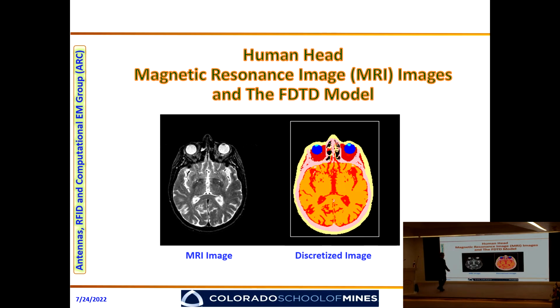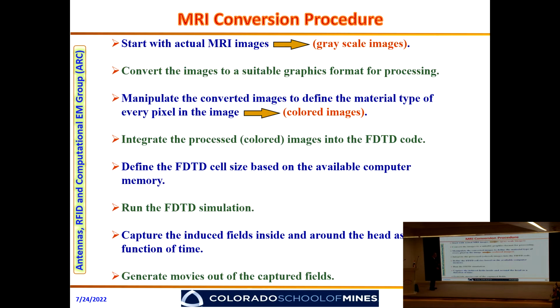So this is an MRI image of one cross-section of the human head, and this is our discretized image. So we went from this one to the pixel level simulation, pixel level discretization, and this work was done more than 20 years ago when we obtained this image here. The process is basically described here.